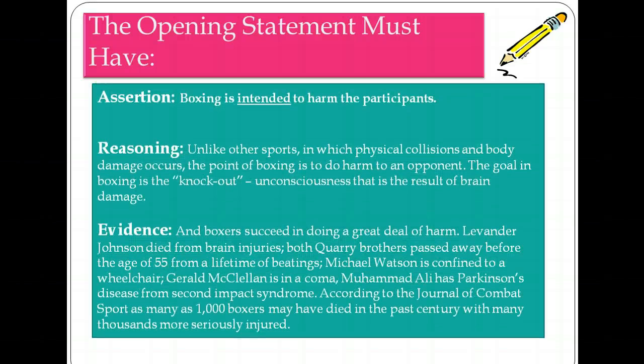So I'm going to show you an example here. Let's pretend that we're hearing a debate talking about boxing and how it should not be a sport, and we should not be allowing boxing to happen. So the assertion, your statement, your argument that you're proving, is that boxing is intended to harm its participants. That's your main idea, number 1. So you're saying boxing is intending to harm the participants.